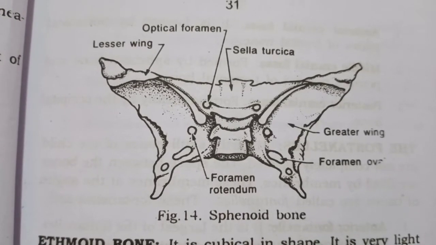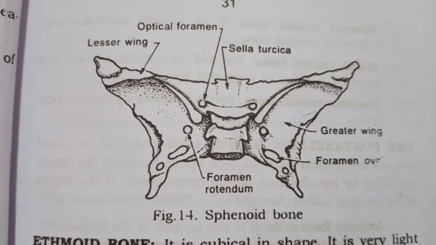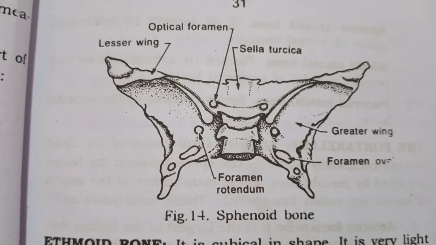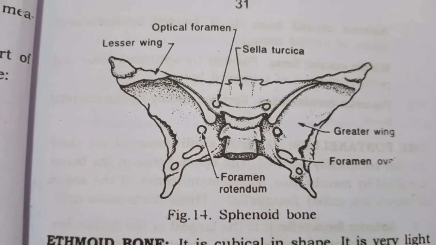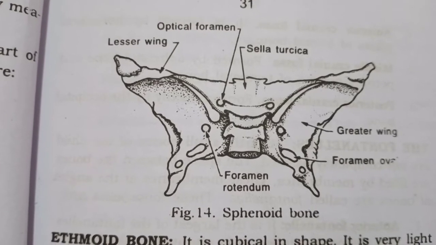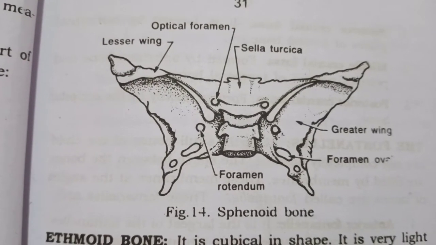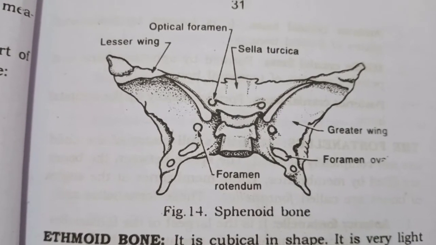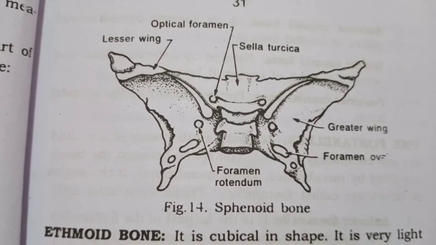Next, fifth, sphenoid bone. It lies at the base of the skull. It forms a large part of the middle cranial fossa. It contains 2 pairs of wing-like structures called greater and lesser wings.